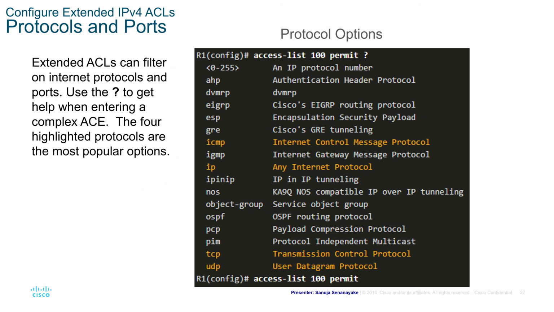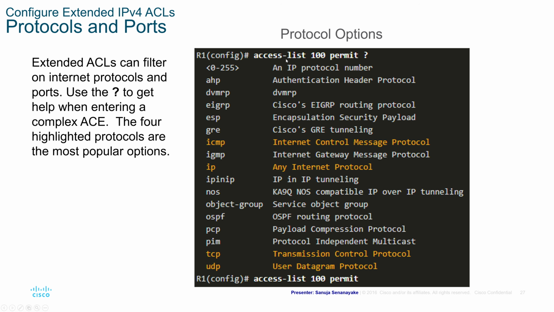Protocols and ports. Extended ACLs can filter on internet protocols and ports. Use the question mark command within the Cisco iOS to get help when entering a complex ACE, access control entry. The 4 highlighted protocols on the right hand side here are the most popular options used today, but all of them are valid options because that's why it's showing up here.